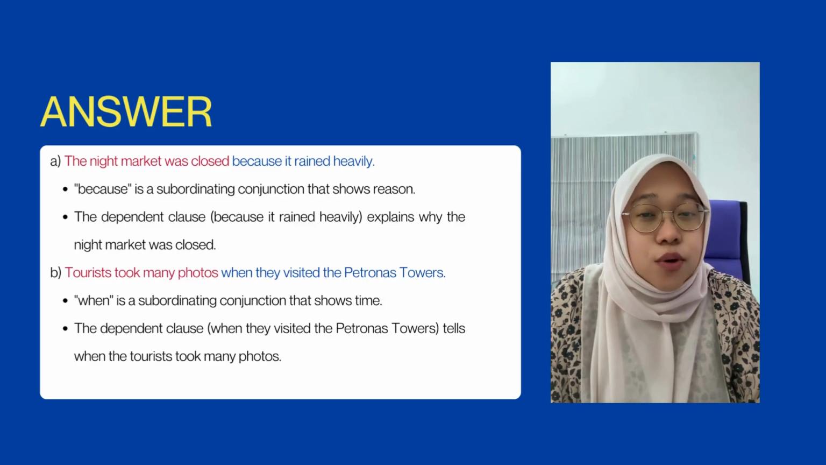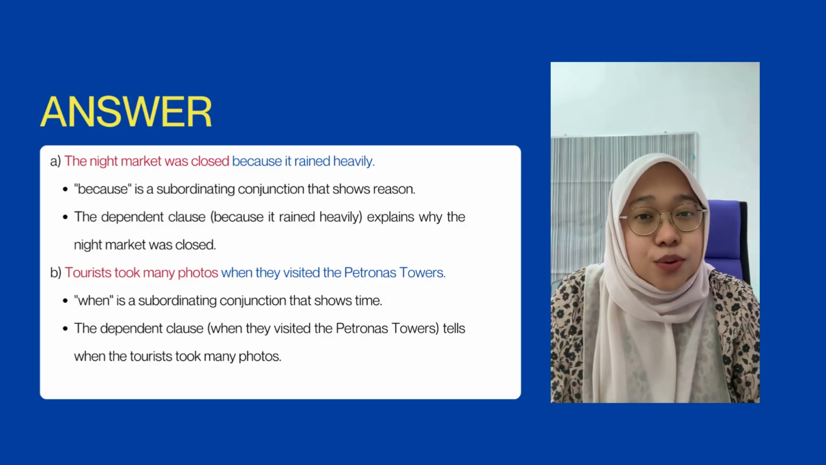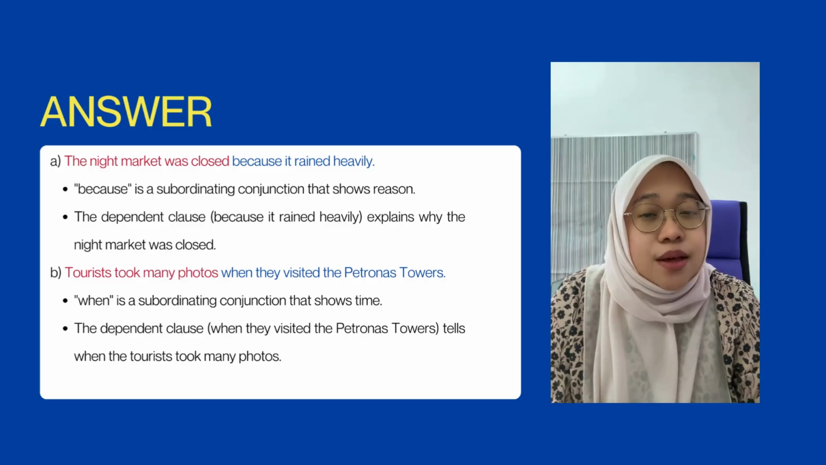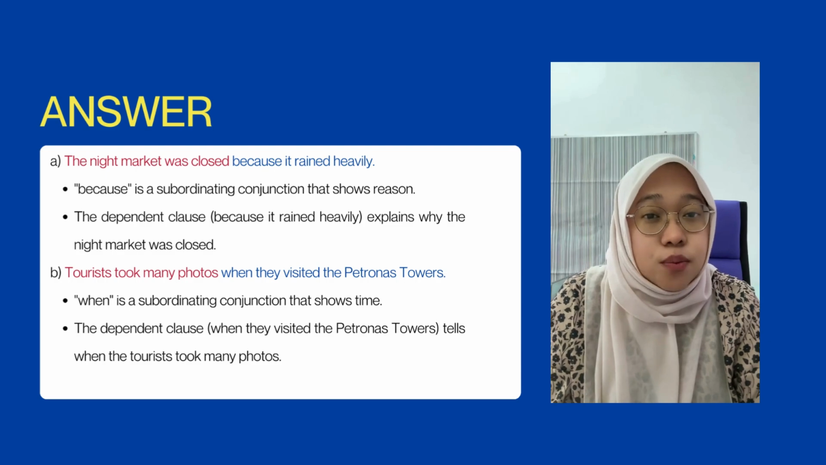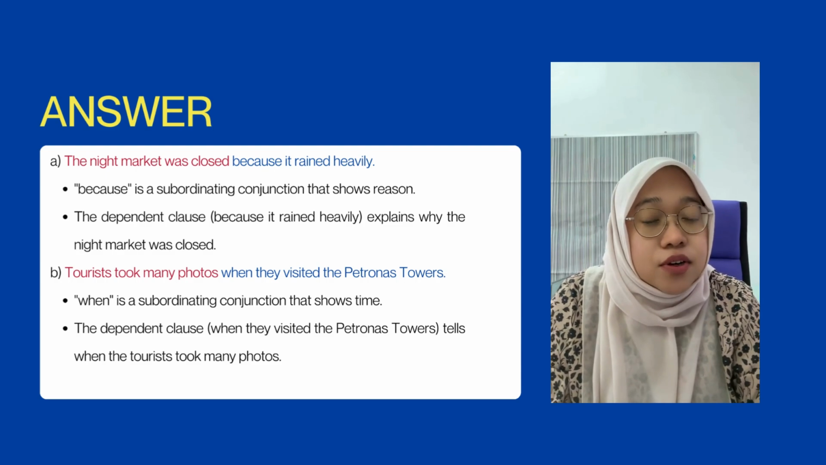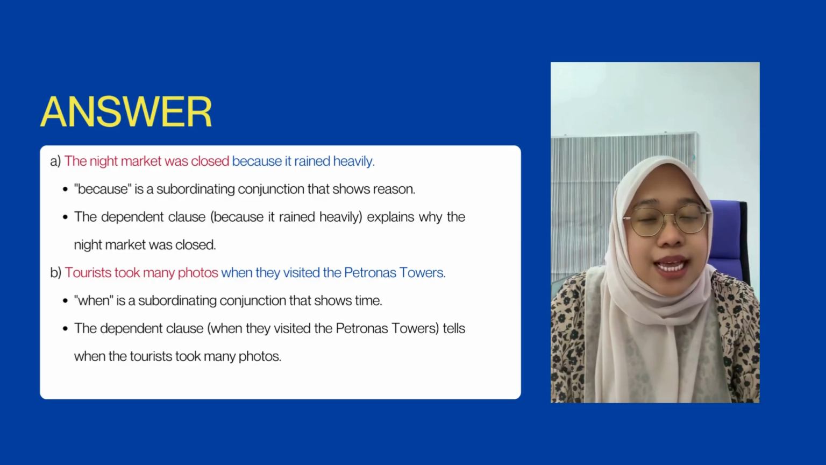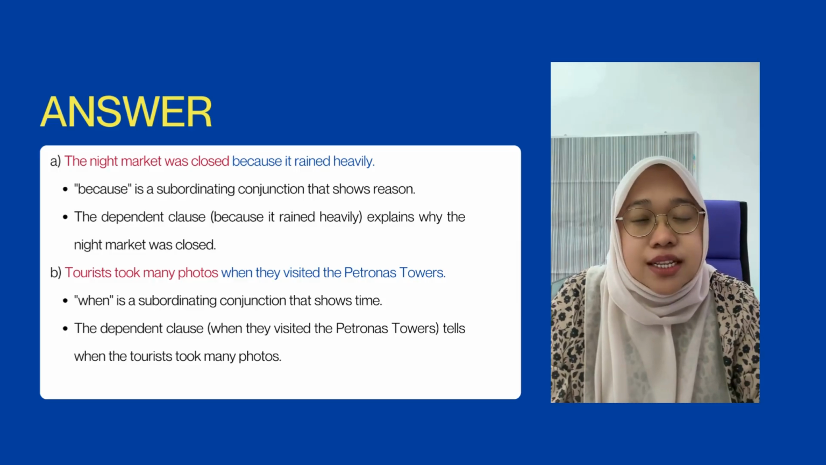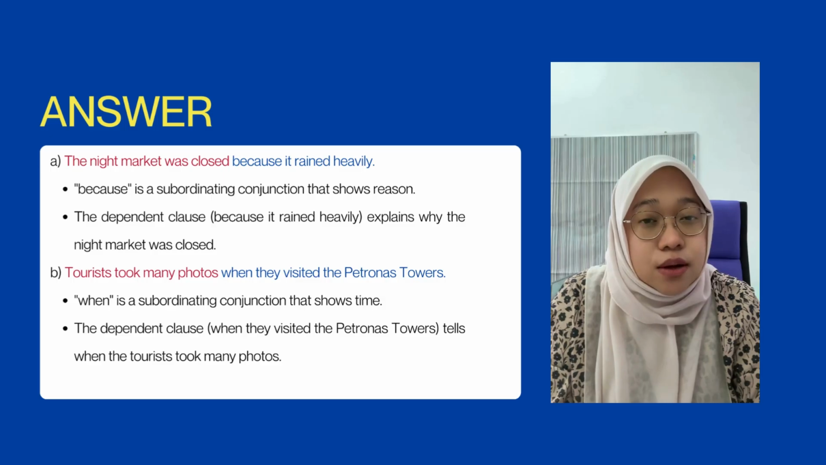The answer for the first question is: the night market was closed because it rained heavily. Because is a subordinating conjunction that shows reason. The dependent clause, because it rained heavily, explains why the night market was closed. The answer for the second question is: tourists took many photos when they visited the Petronas Towers. When is a subordinating conjunction that shows time. The dependent clause, when they visited the Petronas Towers, tells when the tourists took many photos.